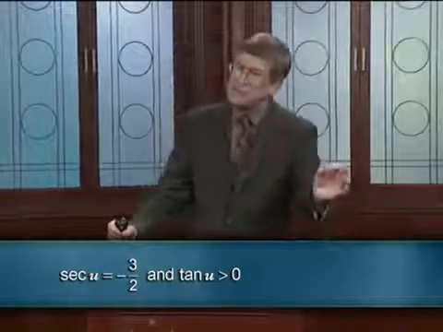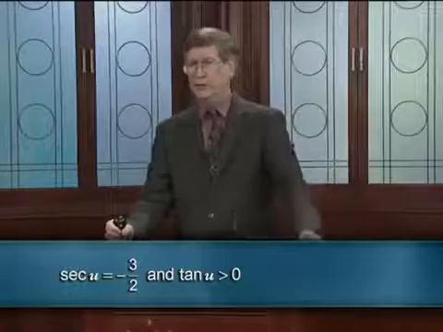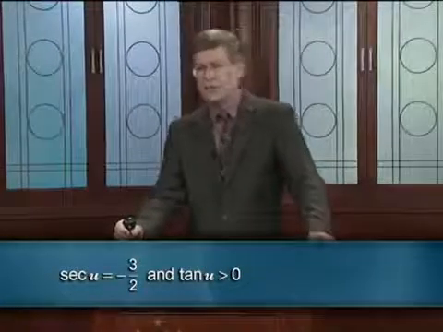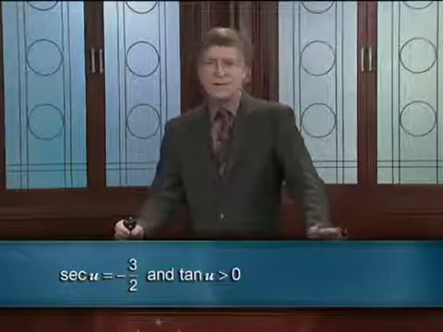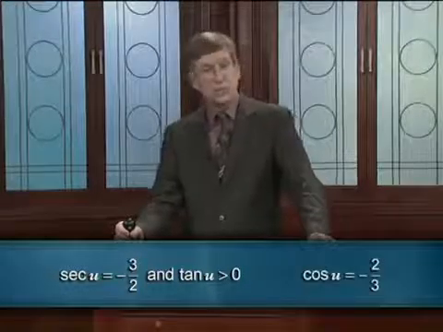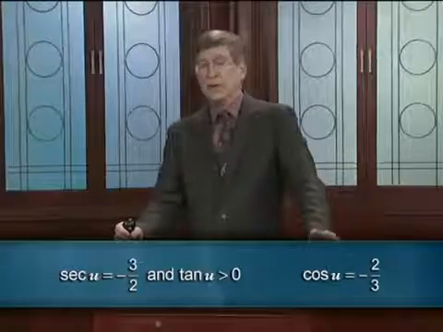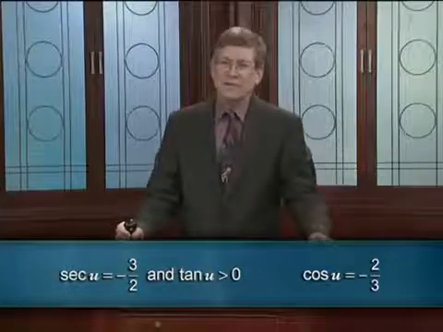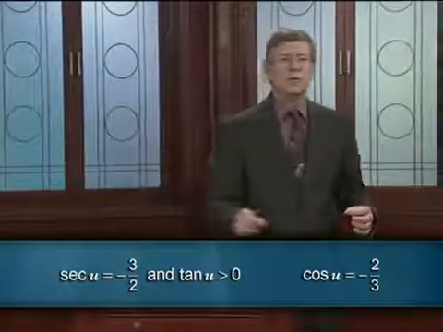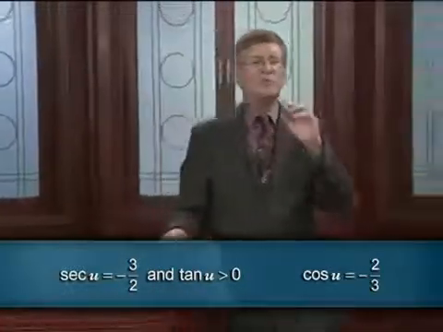That's sort of an added piece of information which will be helpful. So secant is minus 3/2, tangent is positive. Well, if you know secant, you immediately know cosine. Cosine is minus 2/3, the reciprocal. So we've now calculated 2 of the 6 trigonometric functions. Cosine is minus 2/3.